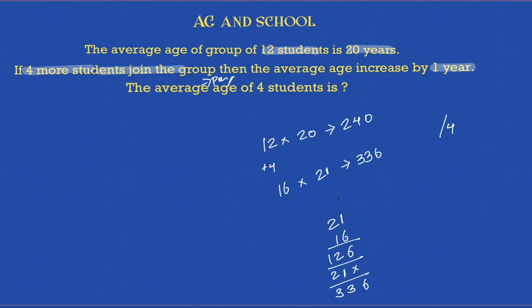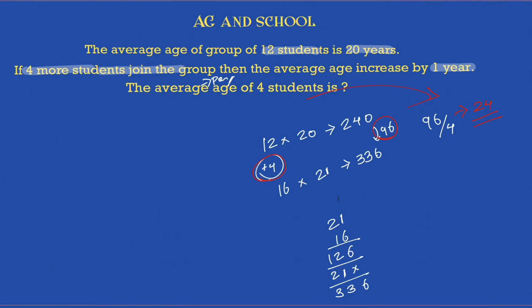So what is the age that is being added because of these 4 students? 336 minus 240 will be 96, right? So 4 students added 96. So per student added, 96 divided by 4, which is nothing but 24. So per student added 24, and that's the answer to this. The average age of the 4 students is 24. So 4 students added 96, 1 student added 24.